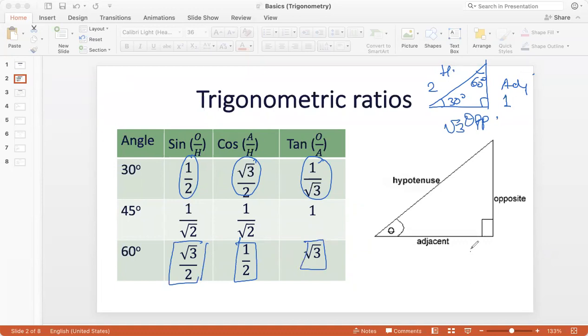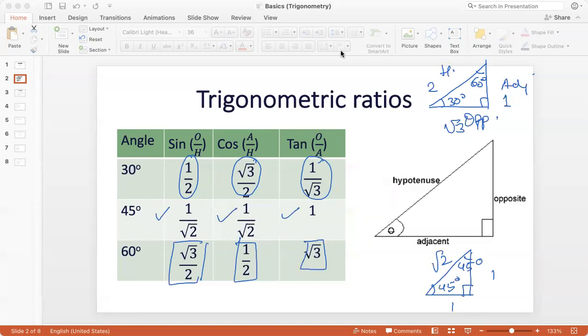The other special right triangle that you need to remember is the 45, 45, 90 right triangle, where the sides are in the ratio 1, 1, and √2. Because the two angles are the same, the sides opposite them will also be the same. So 1, 1, and √2. So here you can see that sine 45 will be 1 by √2. Cos 45 will also be 1 by √2, and tan 45 is 1.